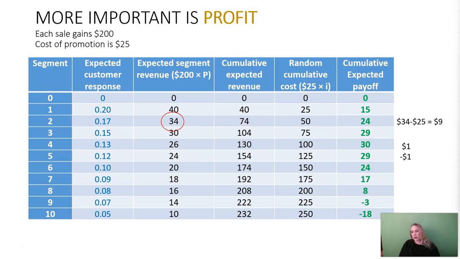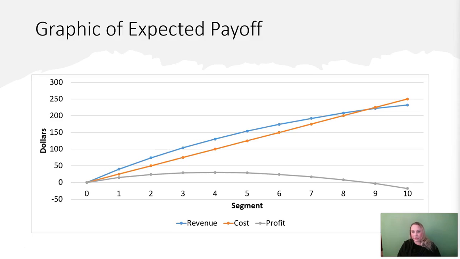It turns out that the fourth most responsive segment collects 0.13 times 200 to give us $26 for a net profit of $1, while the fifth most responsive segment collects $200 times 0.12, which is $24, for a net loss of $1. So here we can see that in our last column over here. And so that tells me that our maximum profit is reached at that fourth segment. And we can see that here in our graph. So we see that our profit line reaches its maximum for that fourth segment.